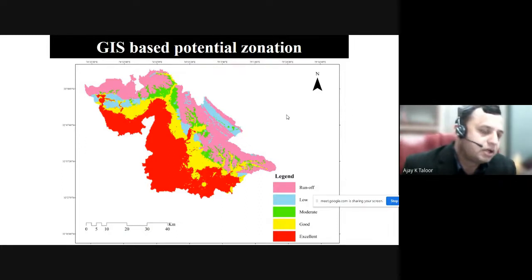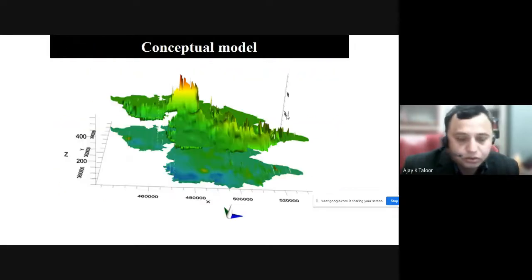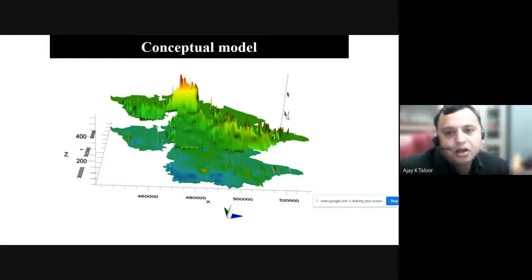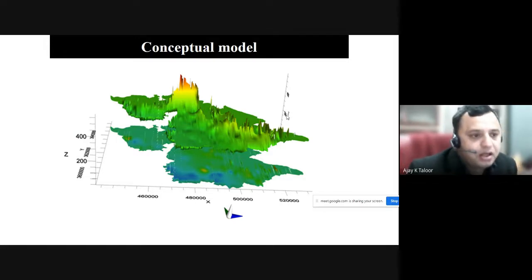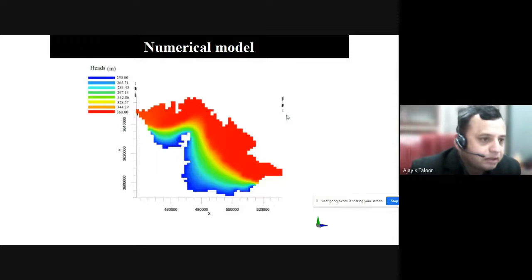So this is also the groundwater potential zones map. Next, please. This groundwater potential zones map, we can also validate with groundwater modeling. This is the conceptual model of our study area, the hilly area which I have shown you. These are the groundwater models using MODFLOW. In different layers we are able to determine the areas where we have very high water tables and where we have low water tables. In this way we have done the numerical groundwater modeling.